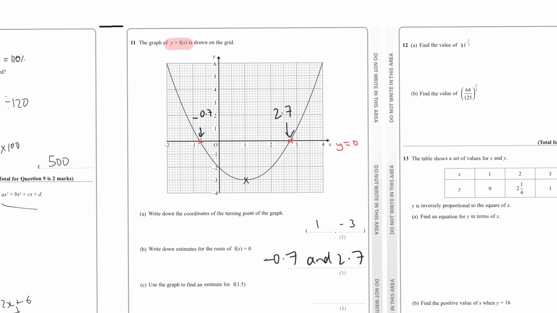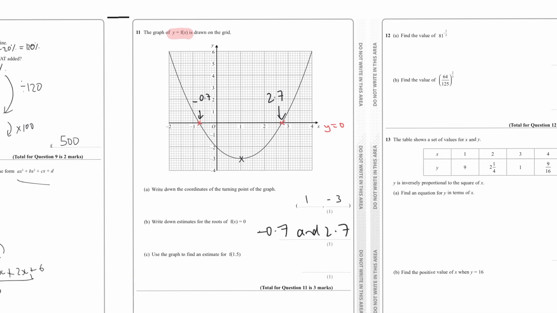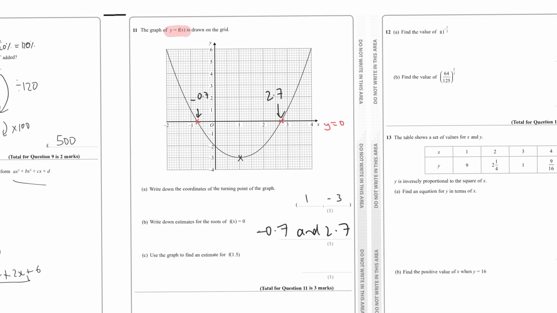And that's it. And then part C, it says use the graph to find an estimate for f(1.5). So remember, normally in that bracket, it was f of x. X was in that bracket, but x is being replaced by 1.5. So what you're literally going to do is find where 1.5 is, which is here. Go down to the graph of where that would land, and that would be about there, which is a value of 2.8 on the y-axis. And that's literally it, guys.